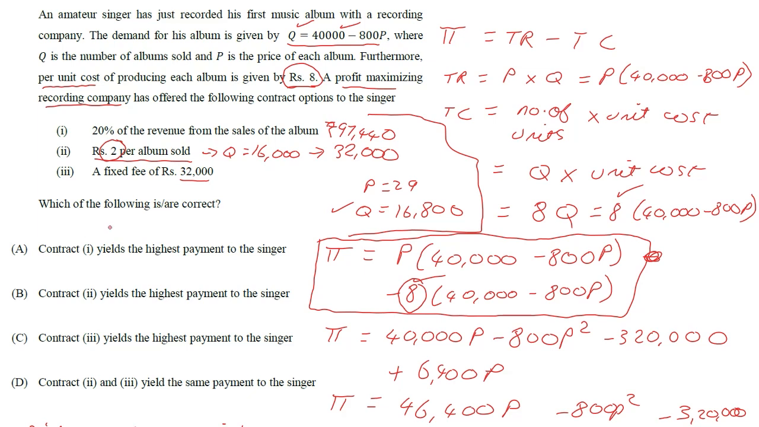Now, let us look at our answers. Contract 1 yields the maximum? Yes, because contract 2 and 3 give us 32,000 each. And over here, we're getting 97,440. So yes, contract 1 yields the highest payment. Contract 2 and contract 3 are not the highest, but 2 and 3 are the same payment, and therefore your answers are both A and D, which matches the marking scheme given by IIT.